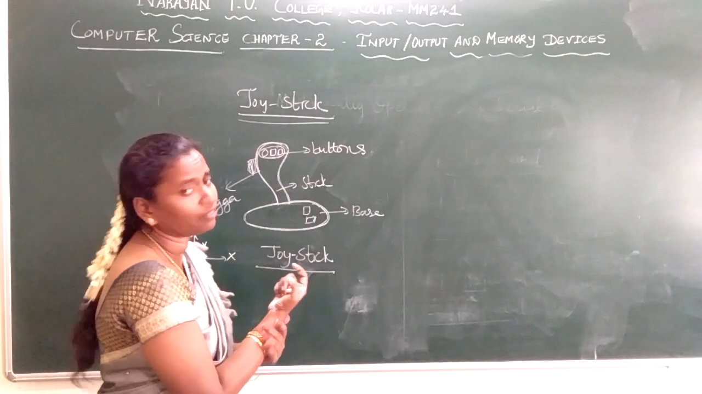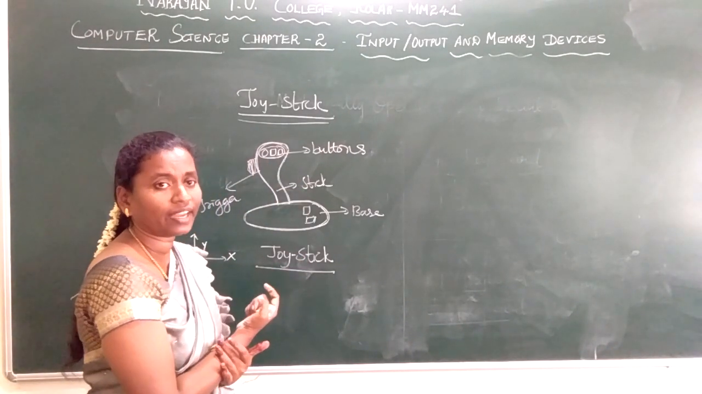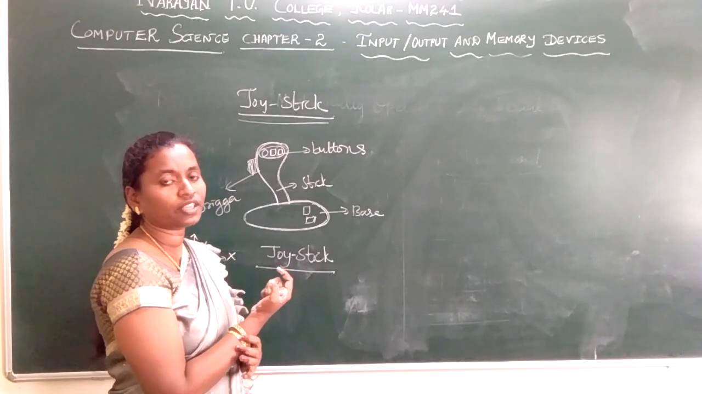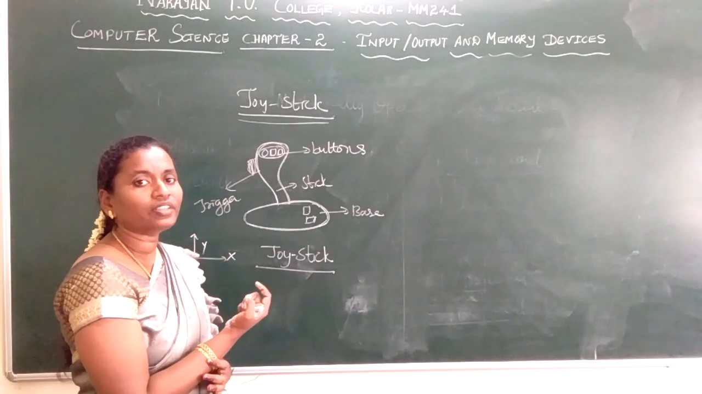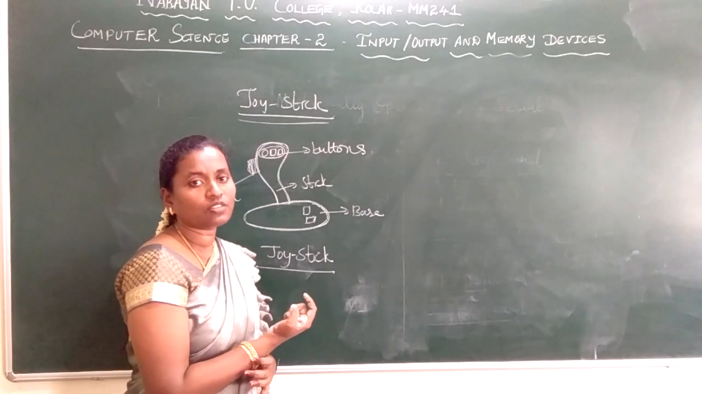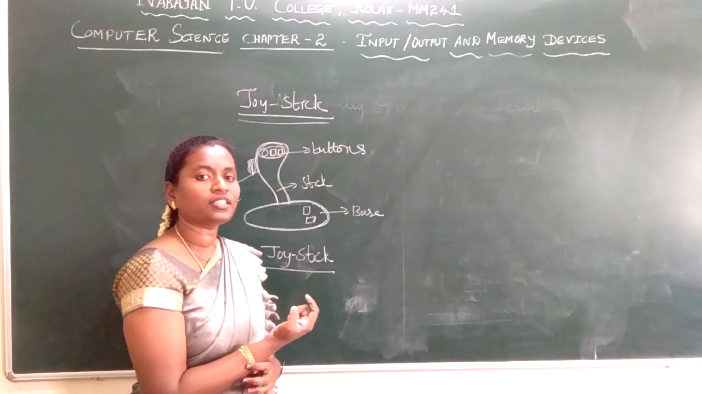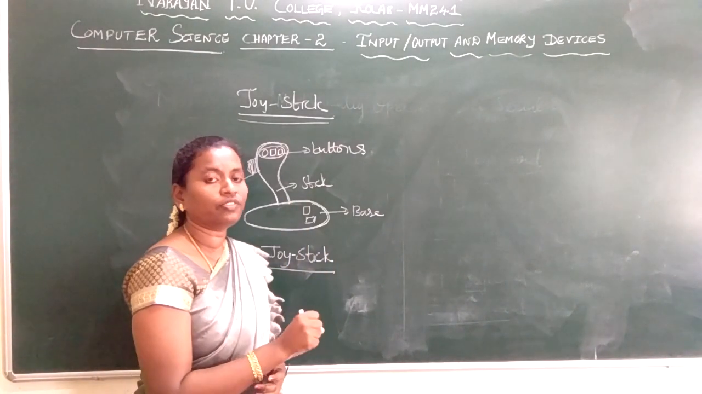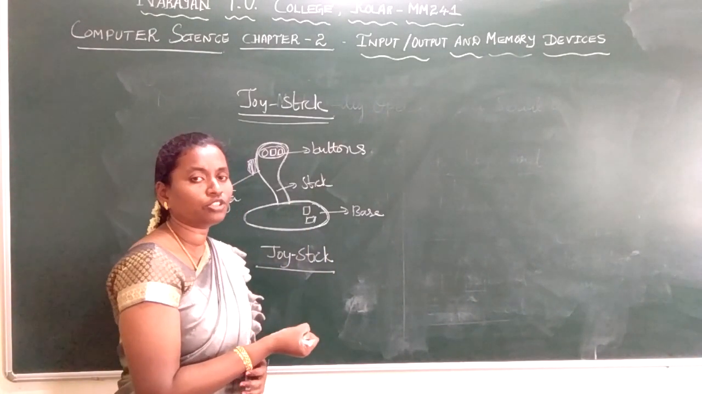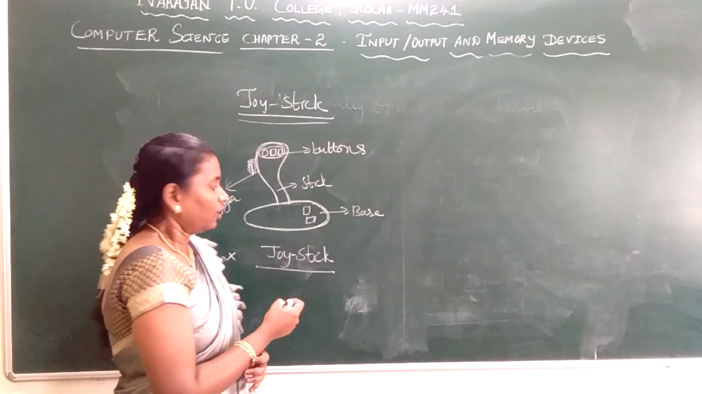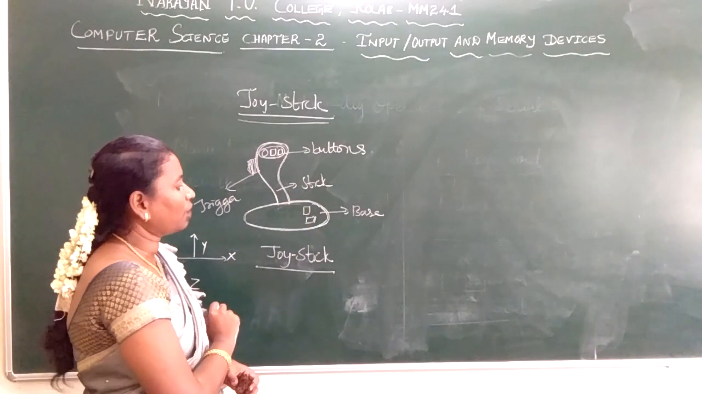Where all will we see joysticks in real-time applications? In trains, in trucks, in unmanned vehicles, even in surveillance cameras they use joysticks. And in hospitals you might have seen them in wheelchairs. In automatic wheelchairs, a patient with this joystick can control the movement, the locomotion of the wheels, with the help of this stick. These are all real-time applications we have seen.